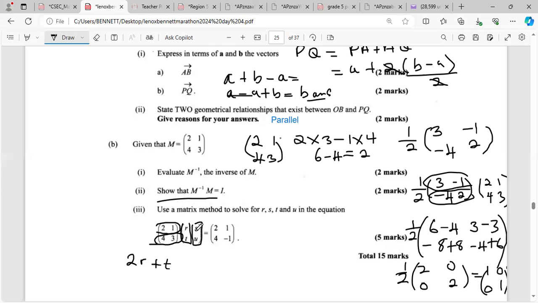So 2 times S, that's 2S. 1 times U, U. Now 4, 3: 4 times R, 4R. 3 times T, 3T. 4 times S, 4S, plus 3 times U, 3U. So I could equate it to them here now, which is 2, 1, 4, negative 1.